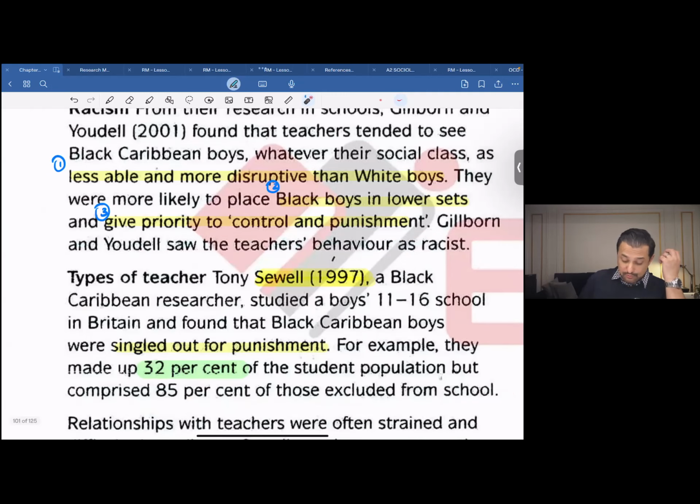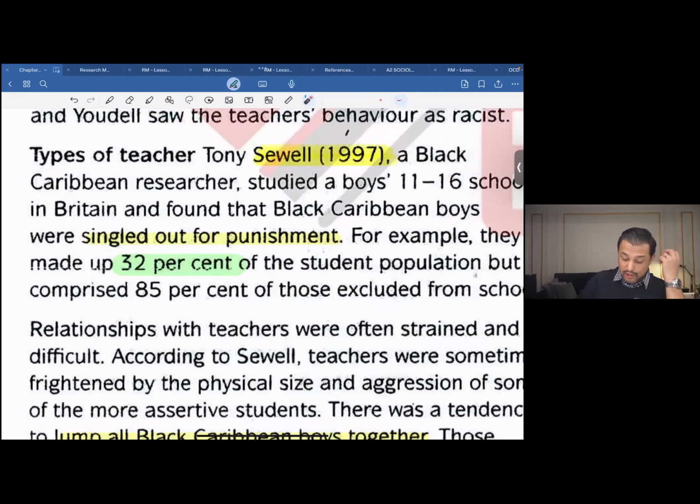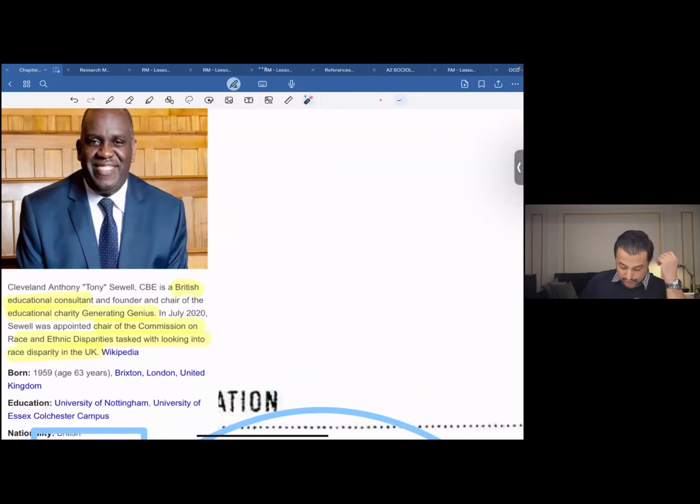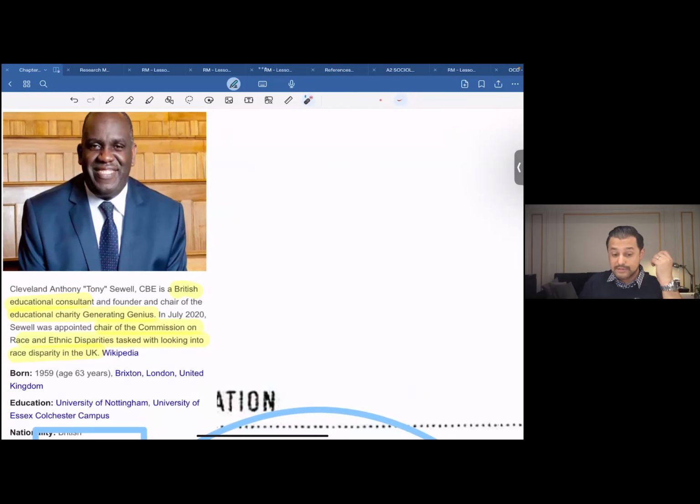In line with this, we'd move on and we'd have a look at what Tony Sewell has to say about this in 1997. Let me introduce you all to Tony Sewell. He is an individual from the Black origin himself.